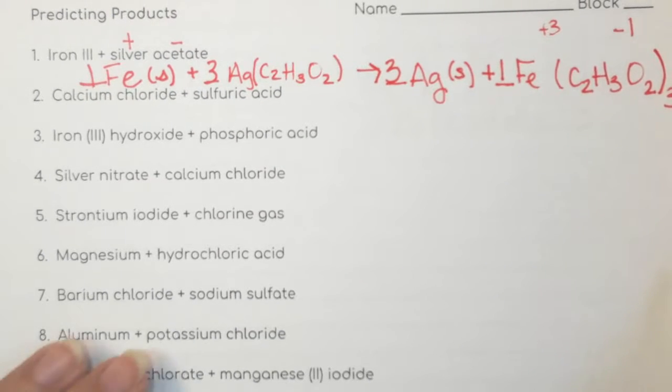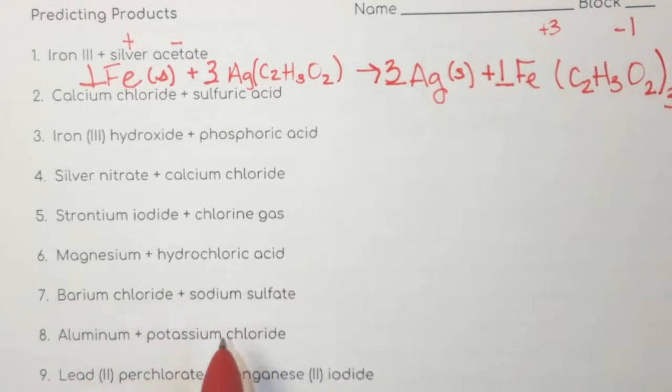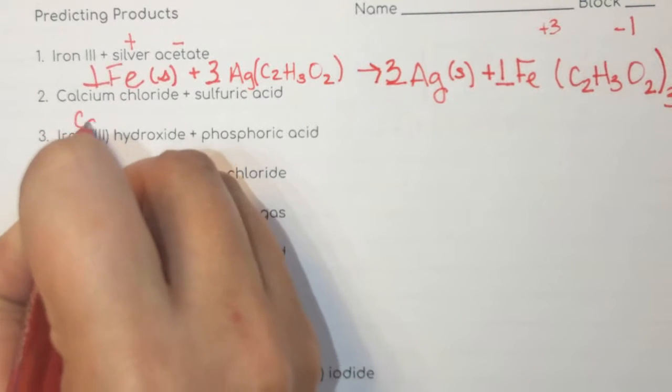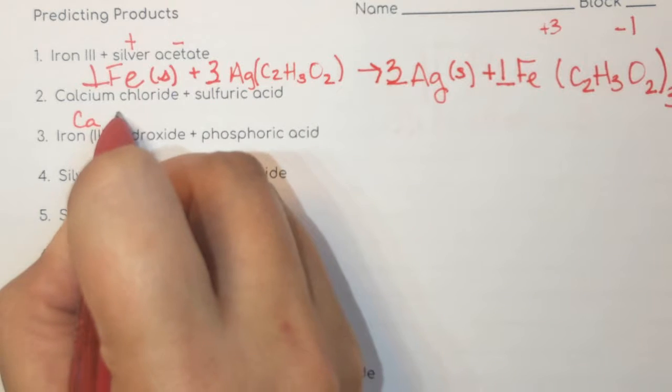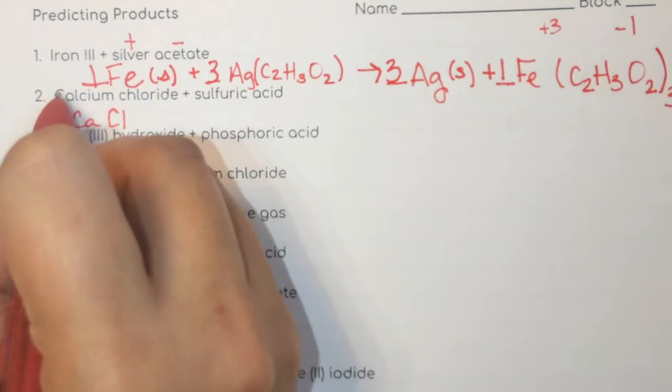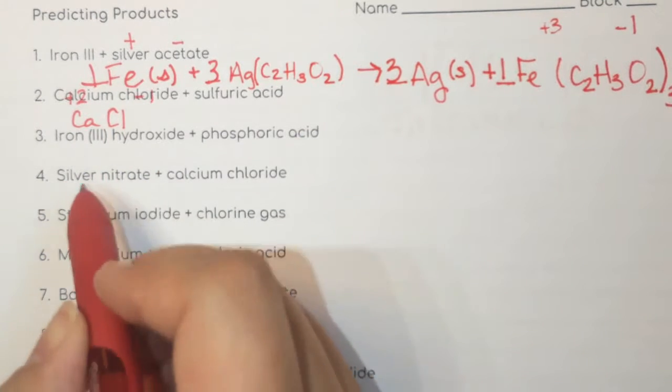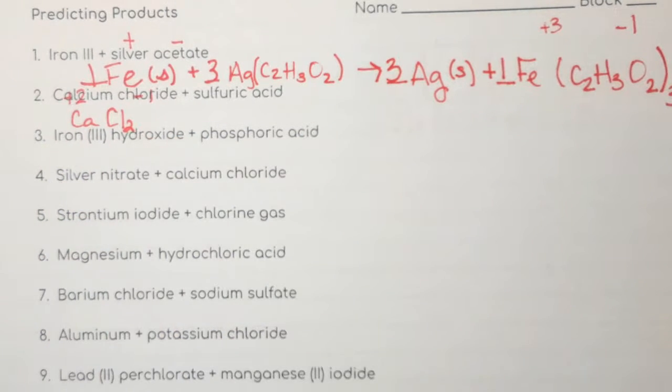Alright, number 2, we have calcium chloride. Calcium is represented by Ca. Chlorine, of course, is Cl. We know calcium has a +2, chlorine has a -1, so when you swap and drop, chlorine gets a subscript of 2.